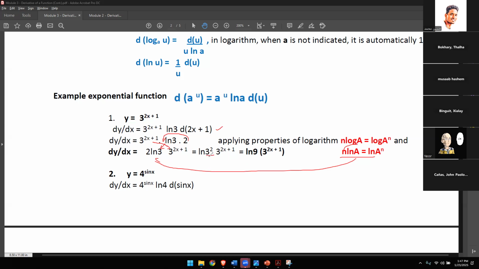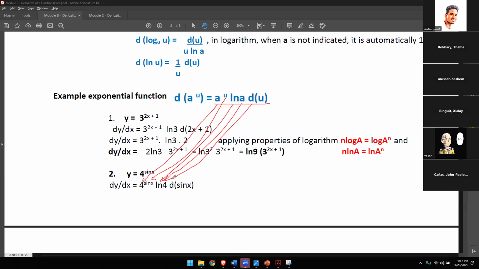So are we clear so far? Yes. Okay, all right, so that's it for the number 1. Now let's proceed to number 2. This one is still the same, having a constant, which is 4, and then the sine x is your u. So we'll just follow the formula. A is 4, u is sine x, ln is ln a, which is 4, derivative is derivative, and then u is sine x.